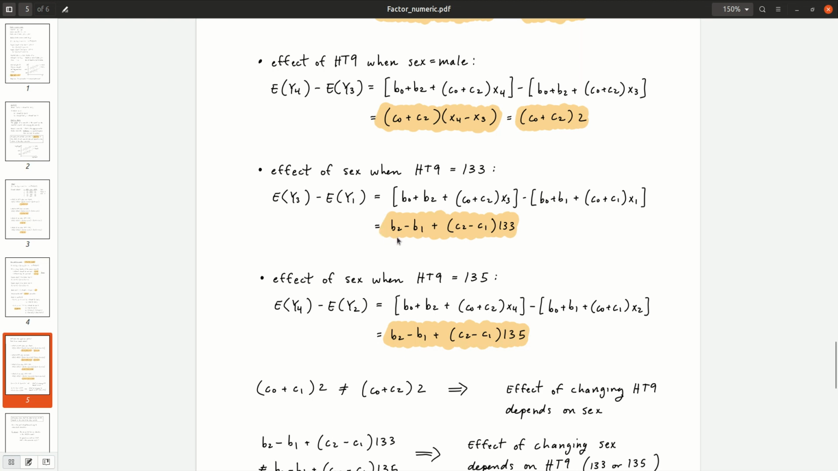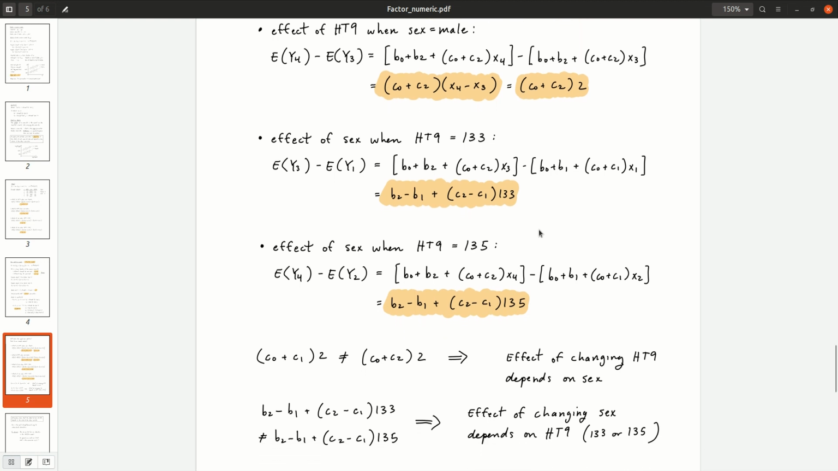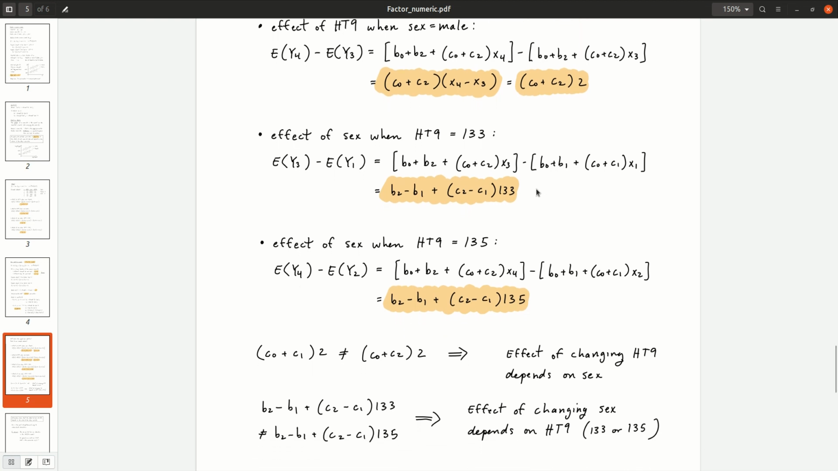So this part is the same, B2 minus B1, and this part is the same, C2 minus C1, but here it gets multiplied by 133, and here it gets multiplied by 135. So these are indeed different. So our conclusion is that the effect of sex when height is 133 is different from the effect of sex when height is 135, and therefore it's an interaction model. Okay, so this is just reiterating that point.